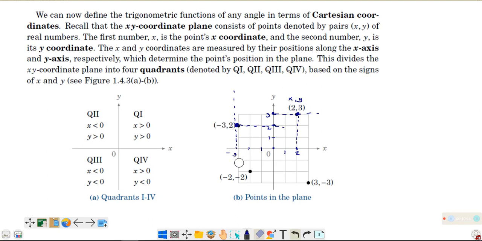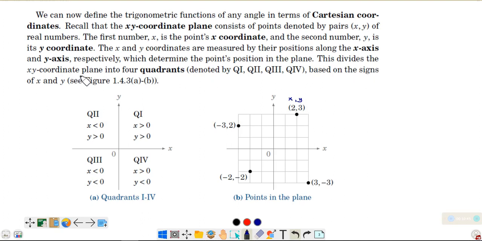So, syempre, pag sanay na kayo kung paano mag-plot ng points on the Cartesian coordinate plane, you can disregard these imaginary lines. Pwede mo na siyang tanggalin. Magsasettle na lang tayo dun sa points. Practice kayo lagi kung paano mag-plot ng points kasi mahalaga yon. So the x and y coordinates are measured by their positions along the x-axis and y-axis respectively, which determines the point's position in the plane.